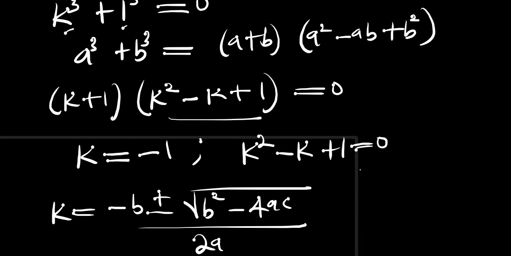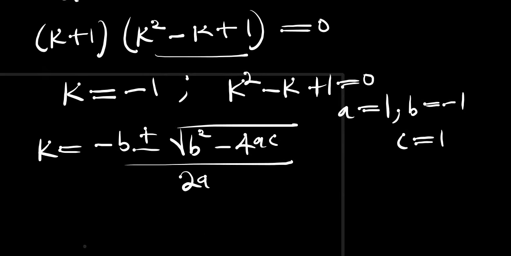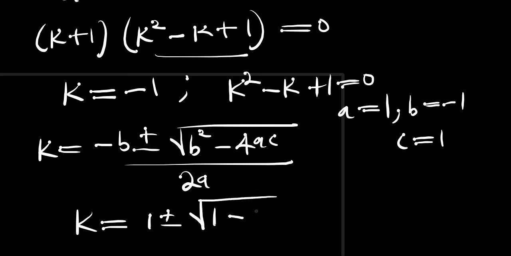And from here we have a equals 1, b equals negative 1, and c equals 1. So let's insert everything. We have k equals negative negative 1, that is 1, plus or minus the square root of b squared, that is 1, minus 4ac, 4, divided by 2 times 1, that is 2.